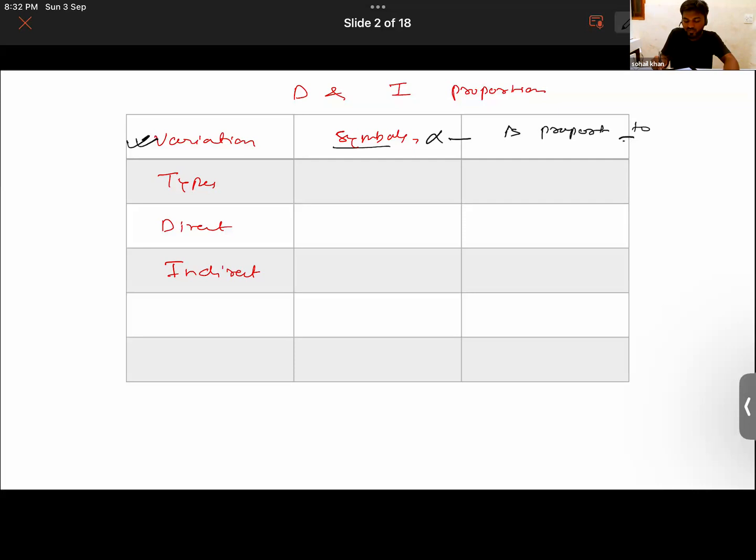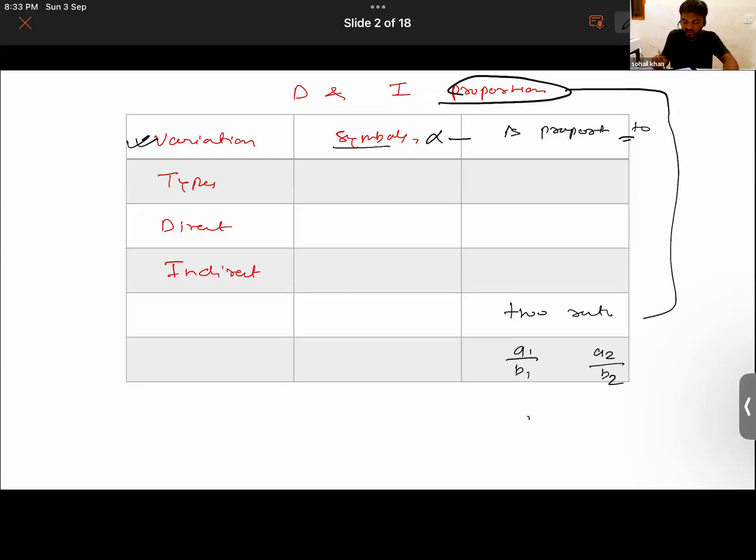And proportion, I already told you that in proportion you establish a relation between two ratios. For example, A1 upon B1 and A2 upon B2, or A upon B or C upon D, or X upon Y or K upon L. Any two ratios, you try to establish a relation between them. The relation could either be direct or inverse. And the symbol for proportion is this.